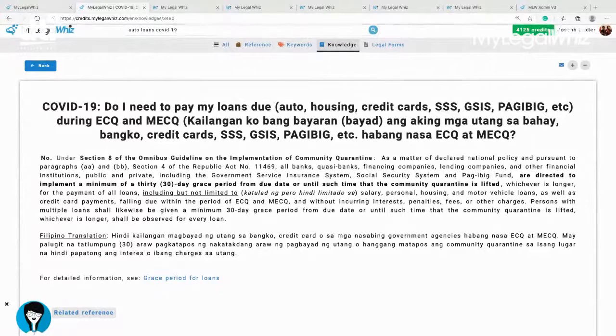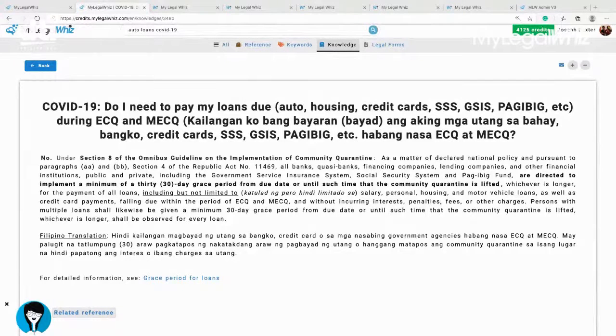Kasi yung investment po, yung sinasabi natin, when you put in money, you get it back in a certain period of time. Yung insurance is you put in a certain amount of money so that you can protect yourself in the future. So that's how I've been treating MyLegalWhiz. Yeah, and also Patrick, to add, no, all COVID-19 content in MyLegalWhiz are free.